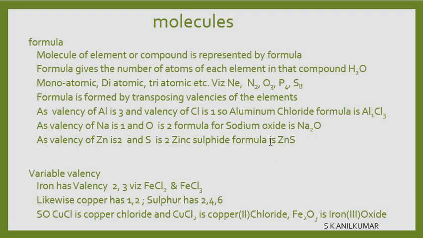In ZnS, the valency is transposed. Valency of aluminum is 3, valency of chlorine is 1, valency is transposed to form the chemical formula. Sometimes it has more than one valency, 2 and 3. So Fe2O3 means valency of iron is 3, it is called iron 3 oxide, right?